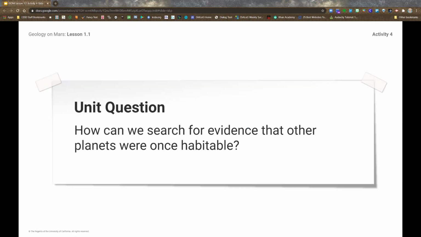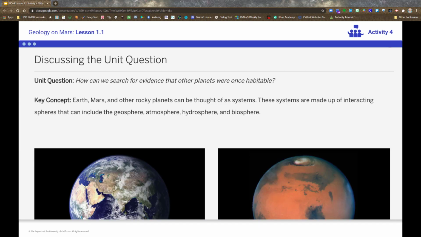Unit question: how can we search for evidence that other planets were once habitable? This is the question you will try to answer throughout the unit. You may already have some ideas about the unit question. Let's discuss how comparing Earth with other rocky planets helps us learn about how scientists search for evidence that other planets were once habitable. Your rocky planet comparisons help us narrow our focus to Mars as a good place to search for evidence of past habitability.